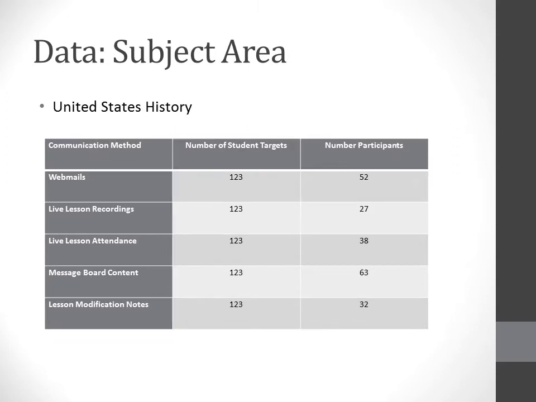U.S. History, same thing. Message board content, webmails. That's where most of the students are getting their information, because there's really not a right or wrong procedure in those classes. English more so than U.S. History because they're writing papers. But once again, you can post tips and tricks for your MLA style on the message board and in your webmails if you need to relay that information to your students.